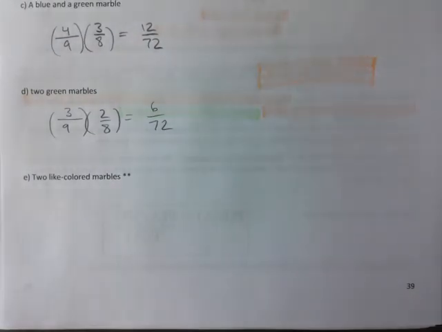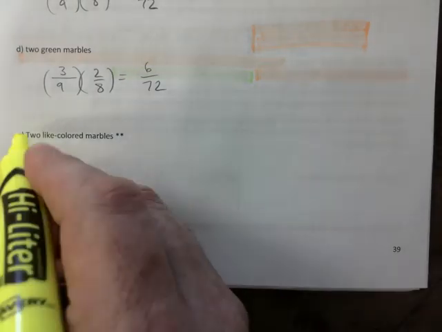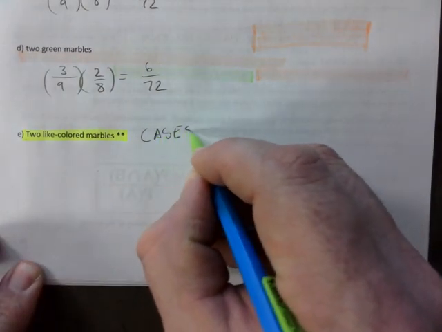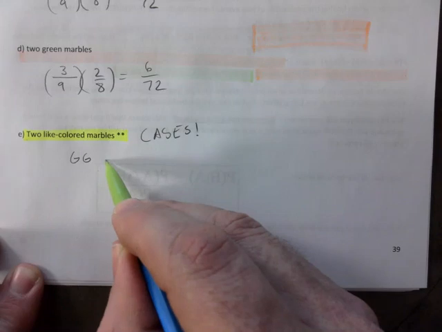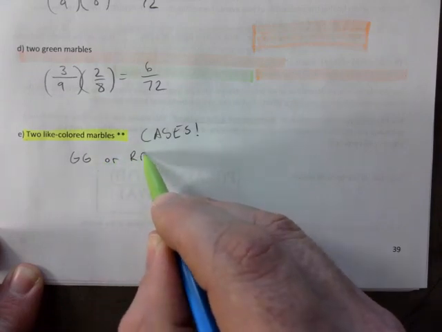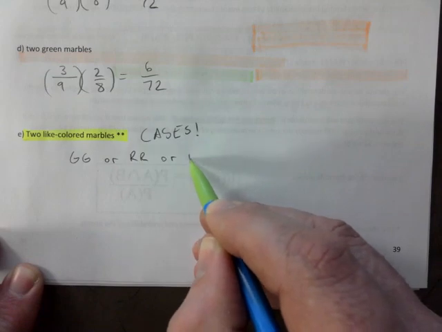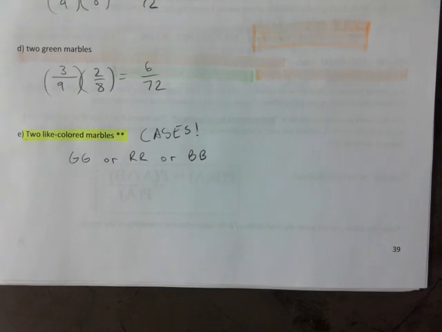And here's the classic. This one, I would honestly say put this on your study sheet. Two like-colored marbles, star, star. What does that mean? Anybody know what is going to happen here? What should we consider if it's like-colored marbles? You've got 3 different colors, right? So this is cases. That's why I want you to have that on your study sheet. We could have green, green, or red, red, or blue, blue. So you kind of have to consider all 3 cases.